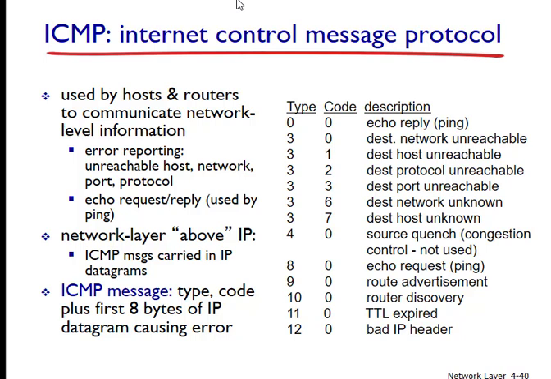ICMP messages have a type and a code field and contain the header and the first 8 bytes of the IP datagram that caused the ICMP message to be generated in the first place, so that the sender can determine the datagram that caused the error. Selected ICMP types are shown in this slide on your screen.